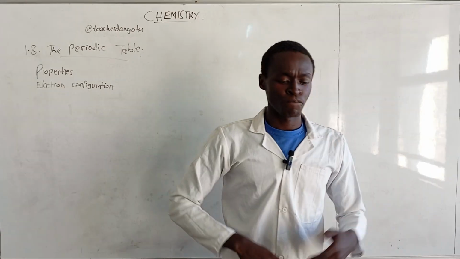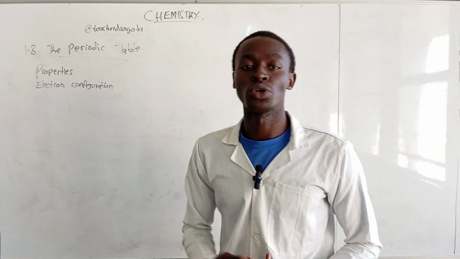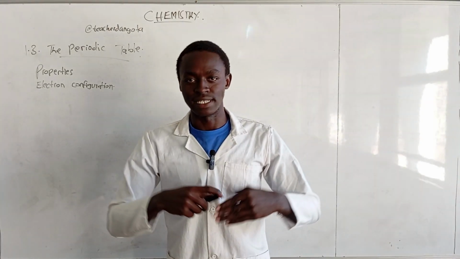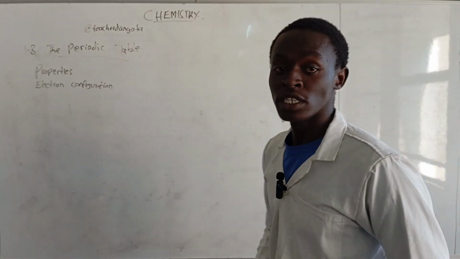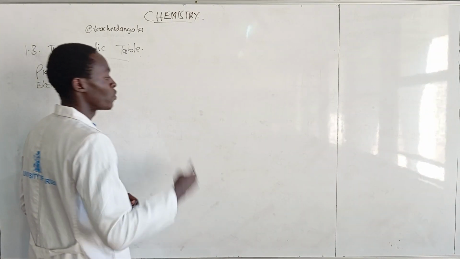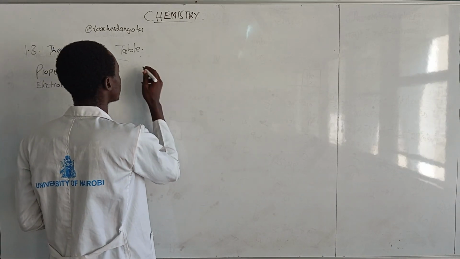The first thing that I would like us to do is to draw the first 20 elements of the periodic table, and this we will analyze, and it will enable us to understand a lot of things in the periodic table. I believe you know the first 20 elements of the periodic table. So you have the group side and you also have the period side. The groups, there are a total of 8 groups.